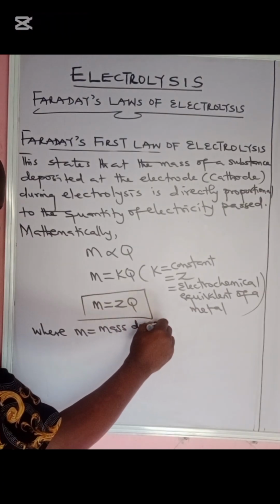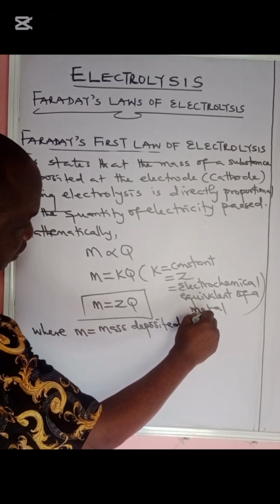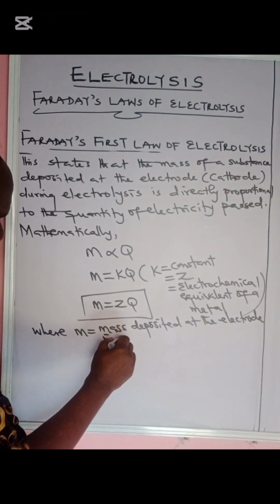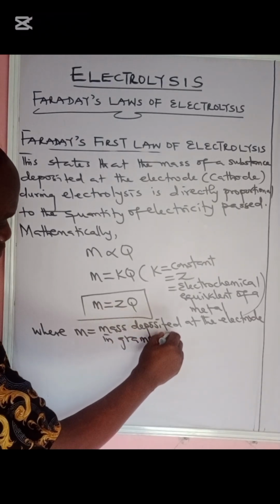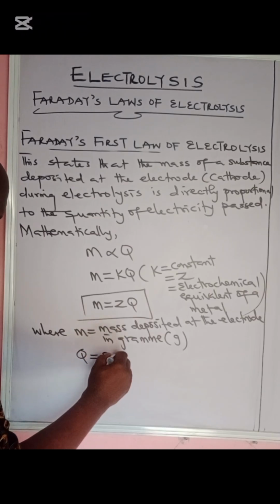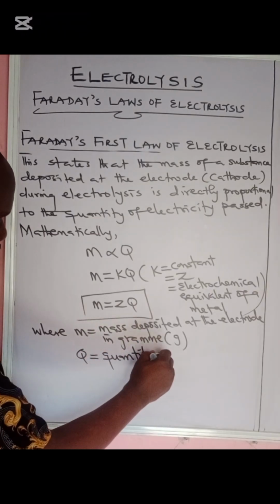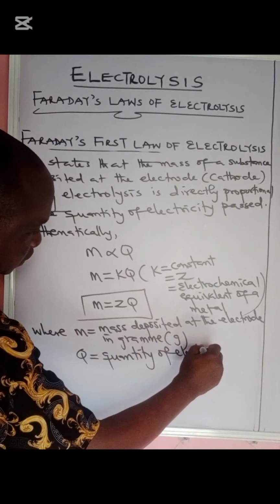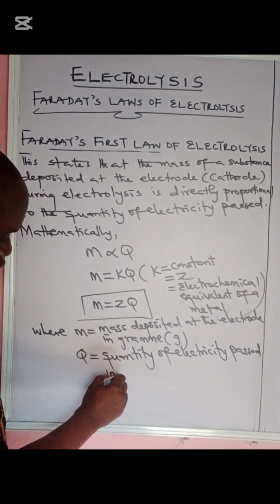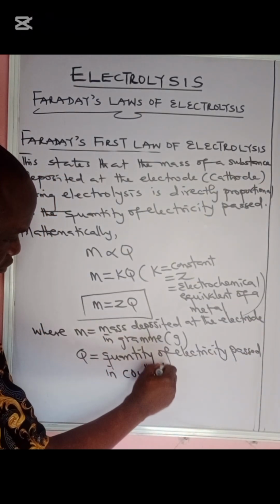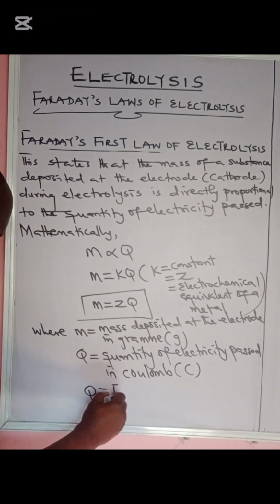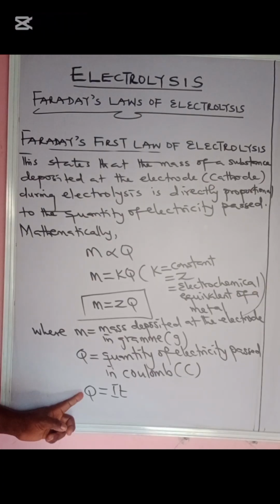So m is equal to the mass of a substance deposited at the electrode in gram, meaning g, while Q is equal to the quantity of electricity passed. The unit is coulomb, that is C. And the formula for finding Q is Q equals IT. That's the formula for charge, the quantity of electricity.